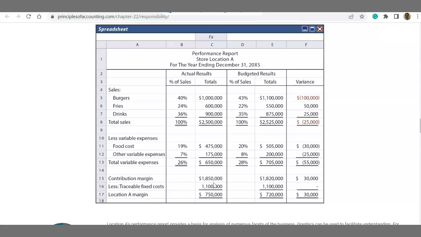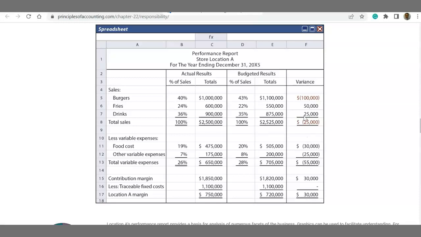It was $1,850,000, and minus traceable fixed expenses of 1.1 million. So that gave us an actual margin of $750,000. But in the budget, we were thinking that our contribution margin would be about 1,820,000, and minus fixed expenses, it would give us a margin of 720. So even though in the budget we were thinking about a $720,000 margin, we ended up with a $750,000 margin, which is $30,000 over the budgeted margin.